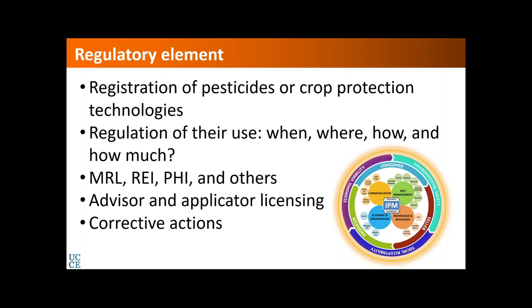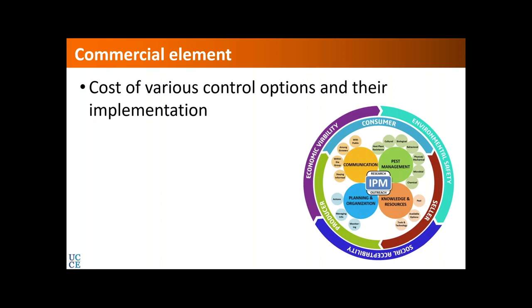And then the commercial element, and as we talked earlier, this is very important: how much it costs for each control option, what is the cost of the option and the cost of implementation. That is also very important. If I can buy something, but it requires a particular system to deliver it, I may not have those resources. And if it requires several people, or it can be released only by drones or something like that, it is very important to consider the cost of these options and their implementation.